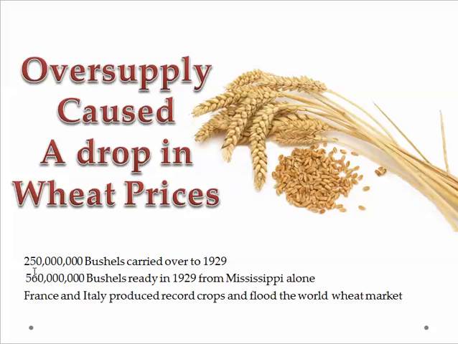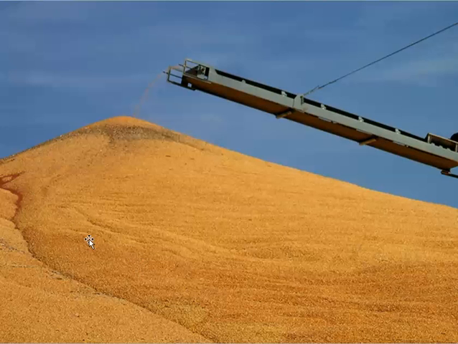But anyway, in 1929, there were 250 million bushels of wheat carried over into 1929 that were not used as a surplus. And then 560 million bushels were ready in the state of Mississippi alone. So there was really a surplus. But in the world market, they usually dumped surpluses off into the world market and sold them all. But France and Italy had produced record crops of wheat, and so the market had already been flooded. So this overproduction of wheat caused a huge supply within the United States and within the world because of France and Italy and the United States.